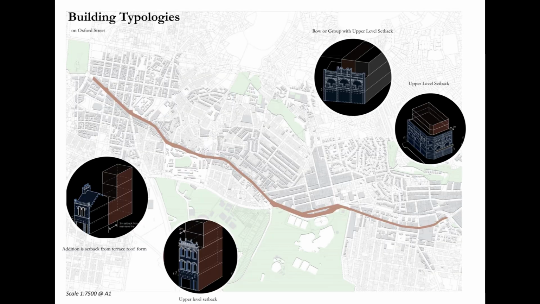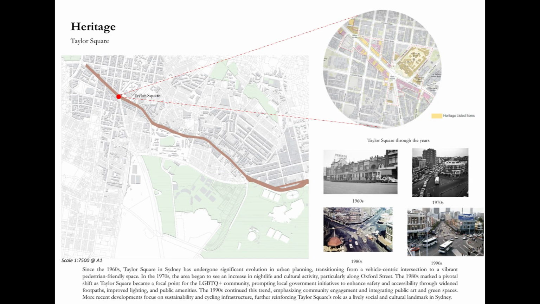Now, moving on to building typologies, we can see examples of the upper level setbacks used in new developments along Oxford Street. The setbacks allow for modern additions to be made to the heritage buildings without disturbing the architectural balance of the street. As shown here, the modern structures are set back from the original roof lines, allowing the historical facades to remain the focal point. This architectural technique ensures that the character of Oxford Street is still preserved while accommodating modern uses such as offices and apartments as well.